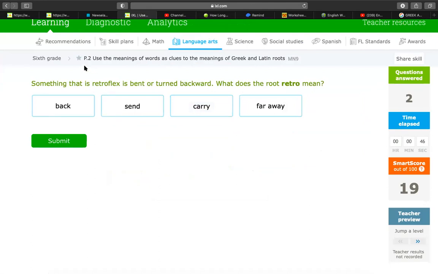Something that is retroflex is bent or turned backwards. What does the root retro mean? Back. Yeah. So if I'm wearing my jeans backwards, like in the early 90s, and I'm doing a retro, I'm going back to the old school.